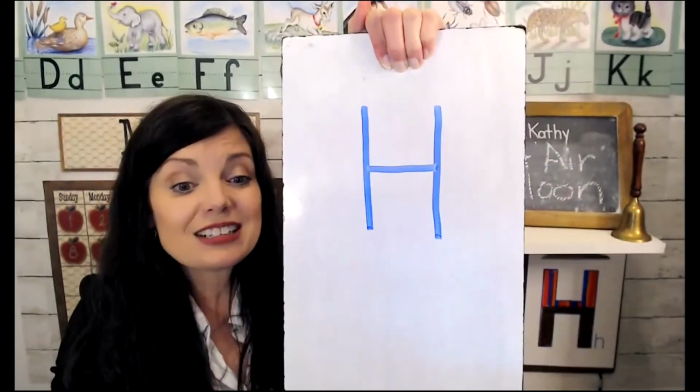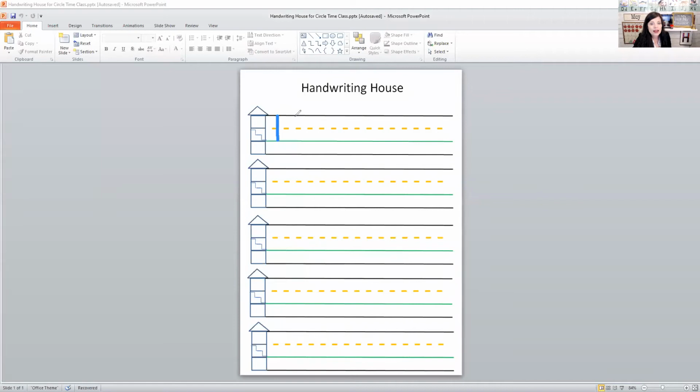I'll show you what that looks like on this handwriting house paper. It also is available on my blog. One, one, and across.